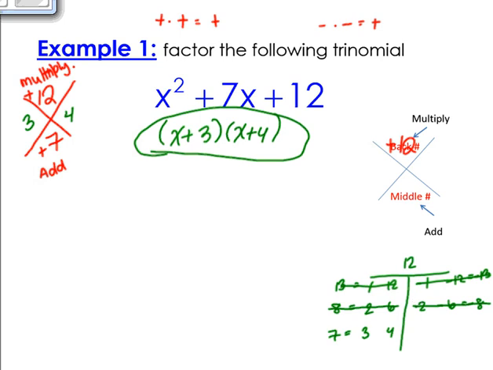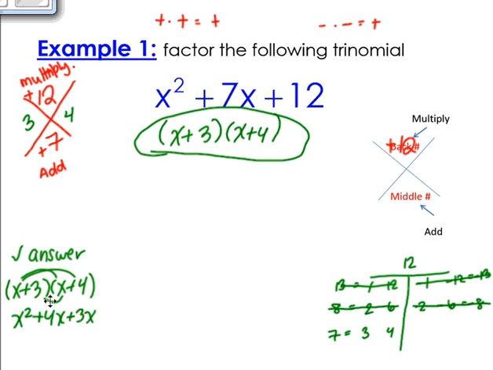If you wanted to check your answer, you could just multiply these 2 binomials out. And you should get what you started with. X times x is x squared. X times 4 is 4x. 3 times x is 3x. 3 times 4 is 12. Combine like terms and I get x squared plus 7x plus 12, which is what I started with. Therefore, you know you got the right answer here.